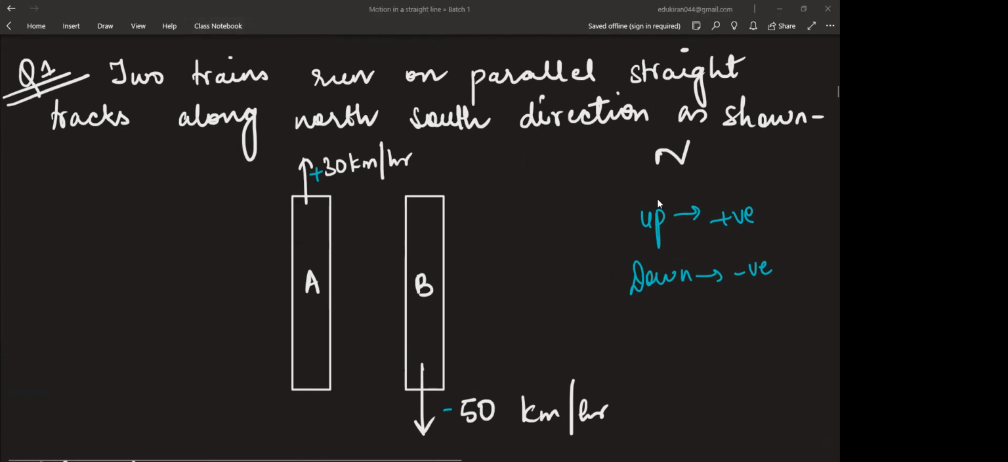Class, this sign convention I have just written for the uniformity of the answers. You can change this. You can make up as negative, down as positive. It's just that you will tell me the magnitude with respect to north or south or whatever is the direction coming.